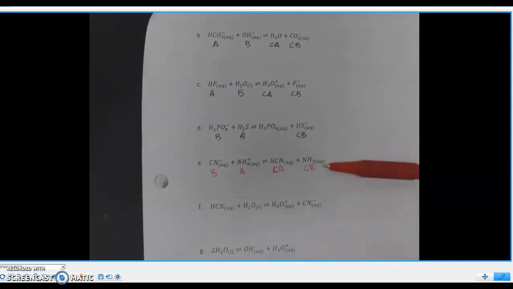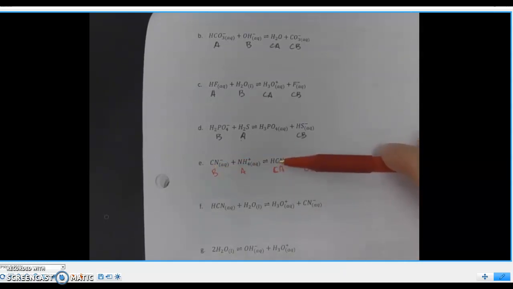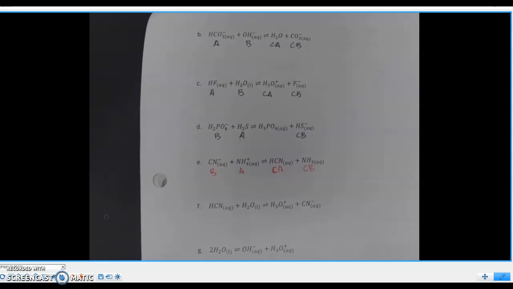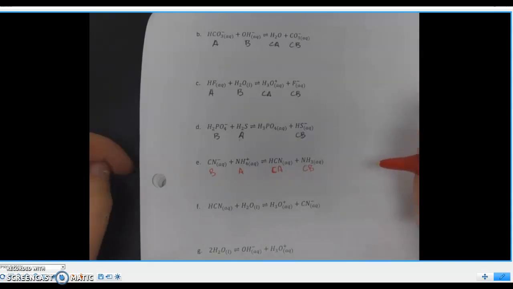If we look at the reverse reaction, we see that our conjugate acid is what's giving up the hydrogen and our conjugate base is what's receiving it. All right, beautiful. Now we can identify which is our strong and our weak by either identifying strong acids or strong bases. The other way of looking at this would be if we had a K value, an equilibrium constant.